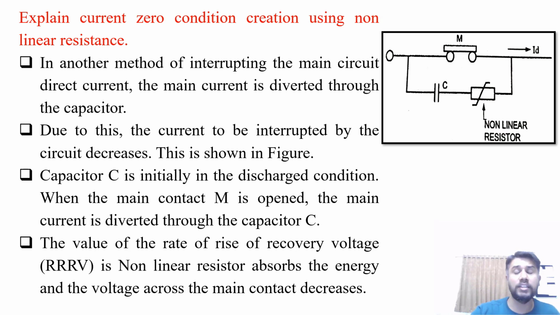Previously, we have seen the oscillatory circuit or current. Capacitor C is initially in the discharged condition. Now when the main contact M is opened during the fault condition, the main current is diverted through this capacitor C. The non-linear resistor absorbs the energy in the rate of rise of recovery voltage, that is RRV, the voltage across the main contact decreases, the current gradually decreases to zero and the breaker is in open condition. So this is the current zero condition creation using the non-linear resistance.